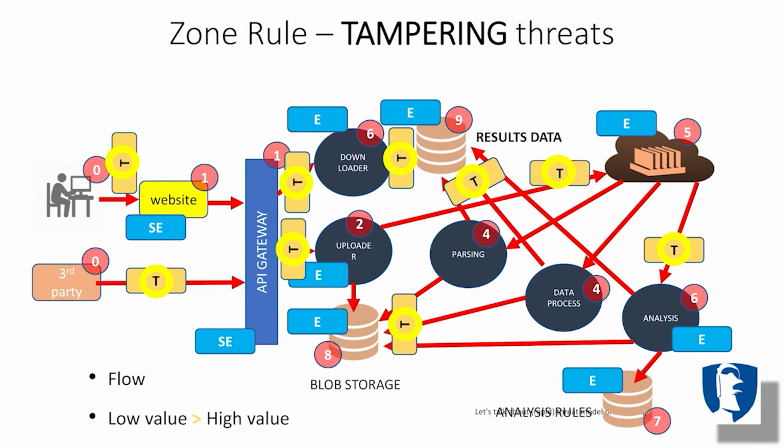Next, I told you I was going to go through this fast. Tampering. Now tampering is going to happen on the flows because tampering is part of the CIA complex. So with tampering, it's going to happen from a low flow to a high flow or from a low point to a high point. For example, from the user over there to the website, potentially you could have a tampering on that flow right there.